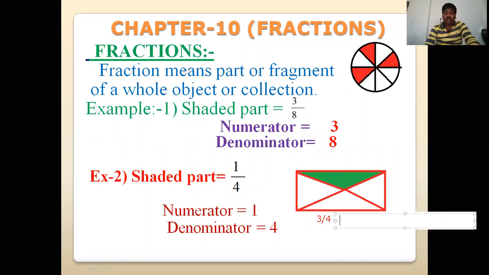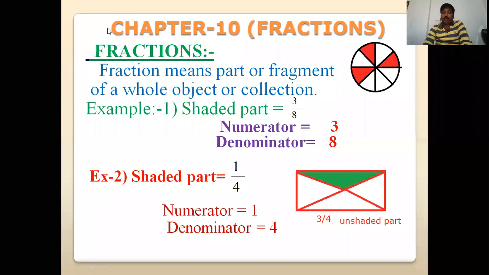Which part is here? This is the unshaded part. 3 by 4 is the unshaded part. Now how can we write it? 1, 2 and 3. These are the unshaded parts, written above, and 4 is the total number of parts. Okay, now we go to the next.